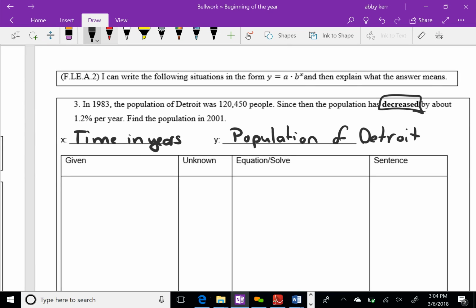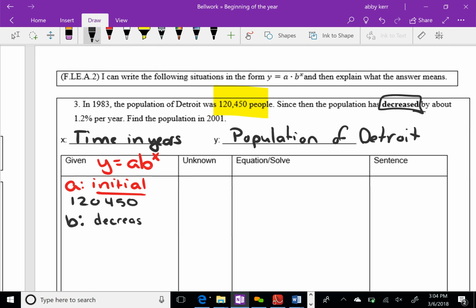Now our givens. What I recommend you doing, we need to find the information to make this equation. So our a is our initial value. It's our starting value. So the value that we're talking about in the beginning is 120,450. Now the b value, this is the complicated part that we started notes on. You want to look at the decreasing and then the percentage. So decreasing by 1.2%.